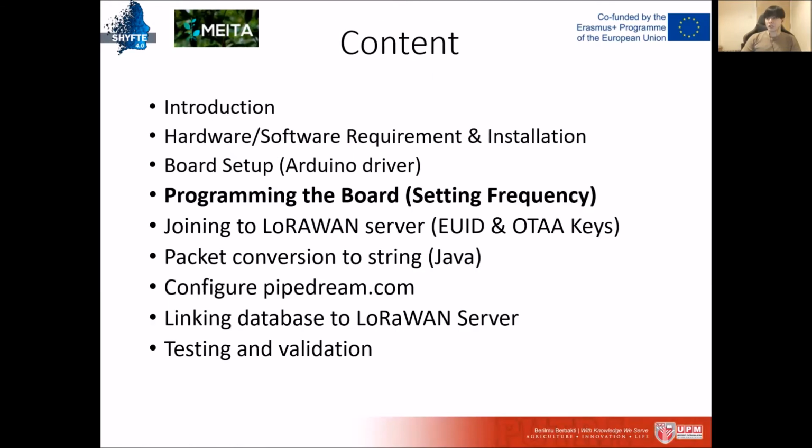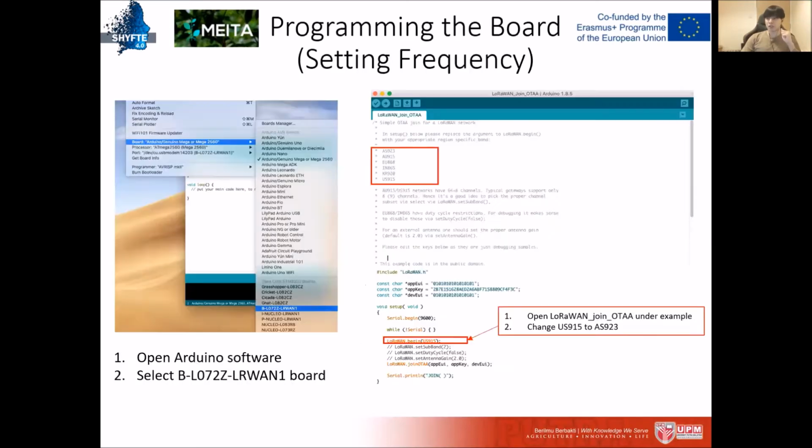And then you have to program the board in order to set the communication frequency, because LoRa transmission is transferred wirelessly. So it is very important. You have to set the transmission frequency in order to avoid collision, especially if you are setting up a LoRa network with a lot of end nodes. So you have to be very careful about it.